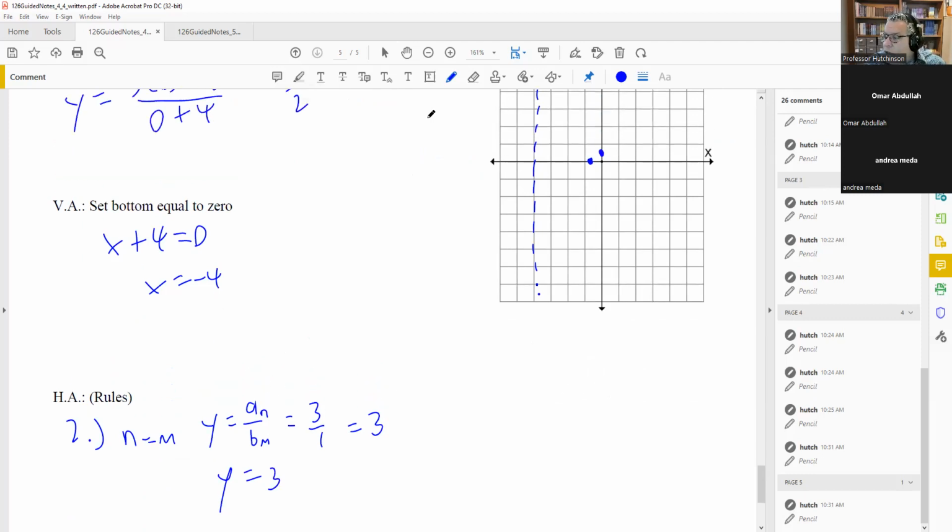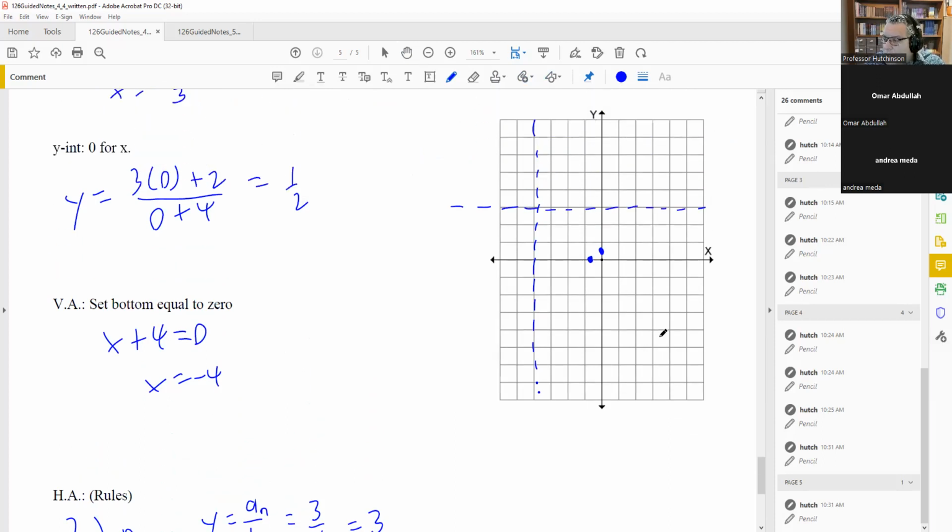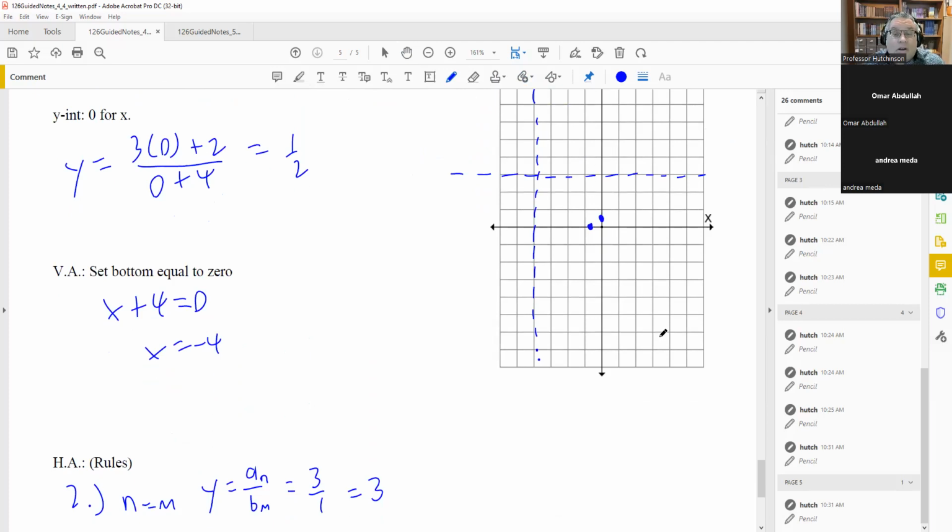That means you need to put that in here. It's going to go in right here. Okay, so we got that. All right, so now we have to graph this one.